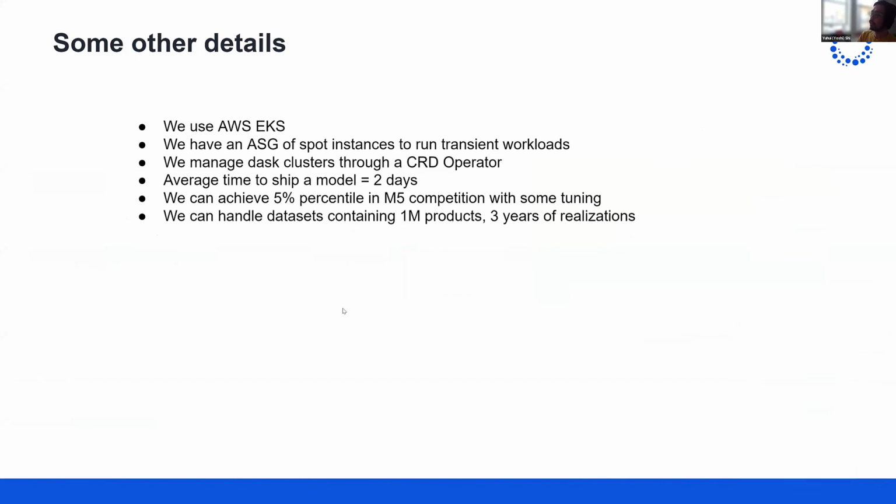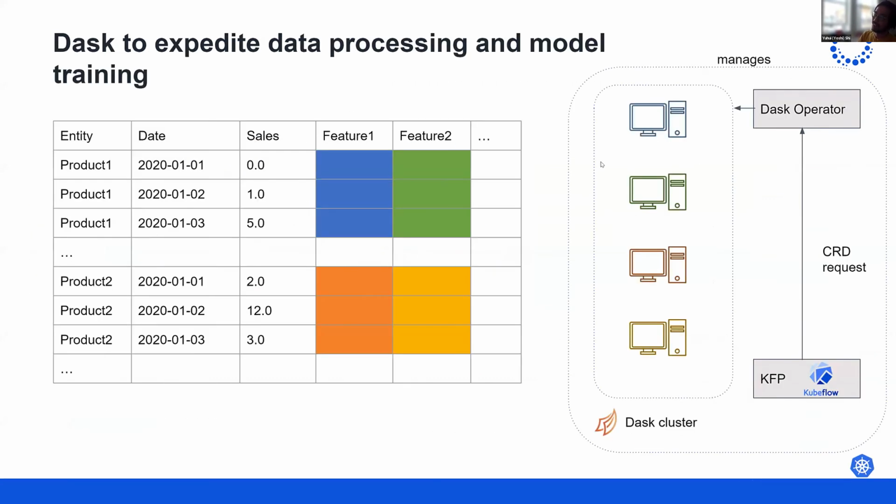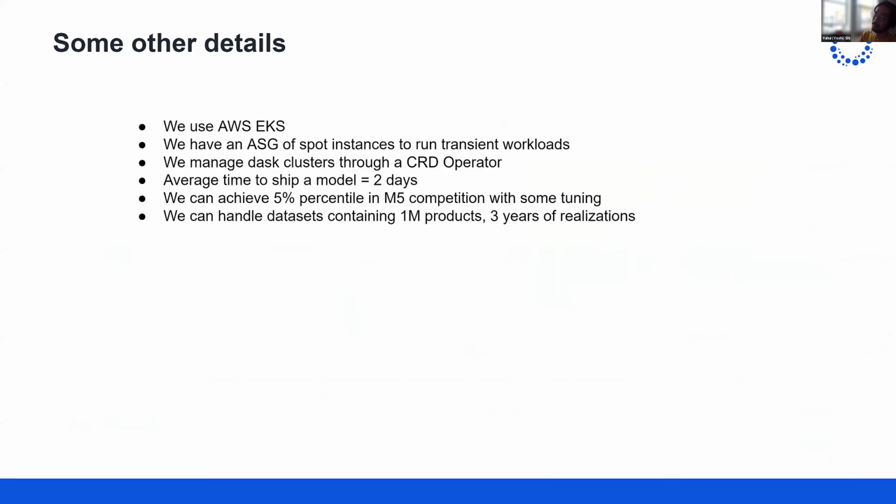Some other details, or some other practices that we do. The first thing, we run everything on Kubernetes. We use AWS EKS as our Kubernetes distribution, and we have an ASG, an automatic scaling group of Spot instances, to run all those transient workloads. If we look at the cost of doing very complicated things like that, the cost is pretty reasonable for our situation. And we also use Dask for execution-level multi-node distribution a lot, and we manage all those Dask clusters through an in-house CRD operator.